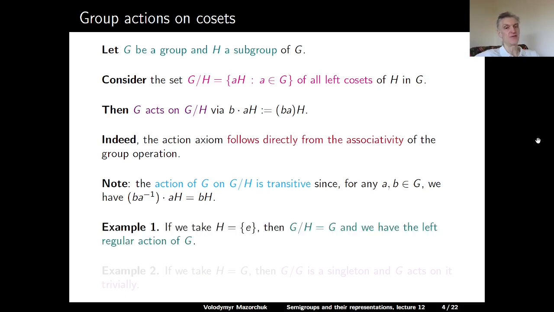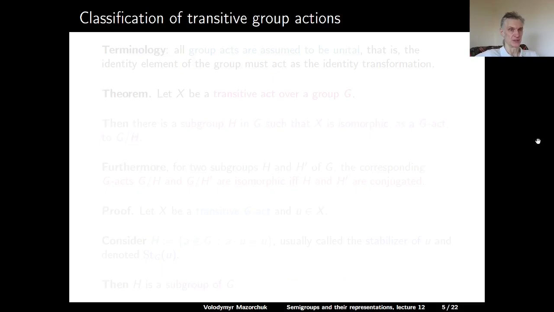For example, if we take as H the trivial subgroup consisting just of the identity, then the set G/H is equal to G, and the left regular action of G on G is exactly the same thing as the action of G on the set G/H. Example 2. If we take as H the whole group G, then G/G is a singleton, and of course then G acts on this singleton trivially. Again, that's a transitive act which consists of one element.